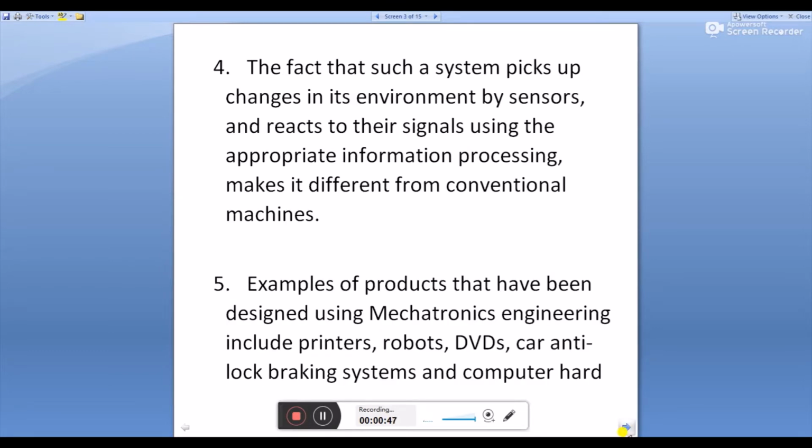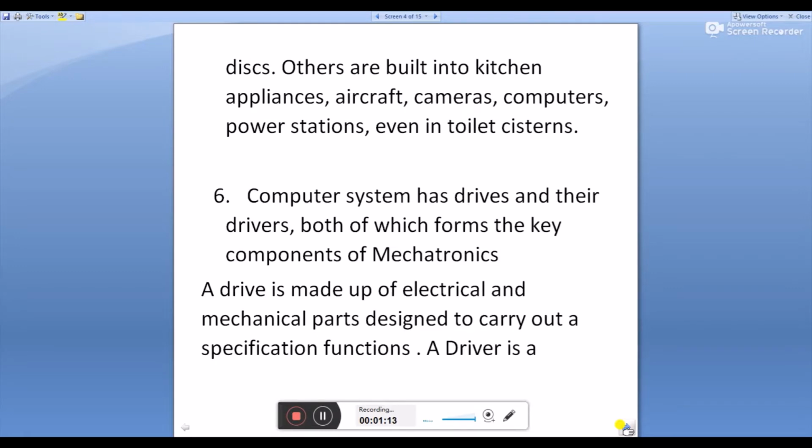The fact that such a system picks up changes in its environment by sensors and reacts to their signals using the appropriate information processing makes it different from conventional machines. Examples of products that have been designed using mechatronics engineering include printers, robots, DVDs, car anti-lock braking systems, appliances used in our kitchens like the warmer, and appliances we find at home like the washing machine, aircraft, cameras, computer power stations, even our toilet systems.